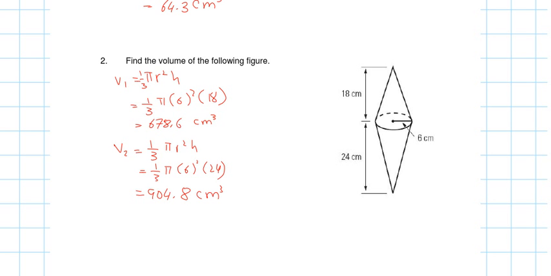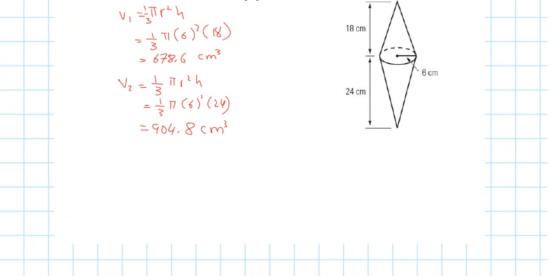Now I'm going to add a little bit to this. The final answer is the total volume, equal to V1 plus V2. So that's 678.6 plus 904.8. What do you get for that?